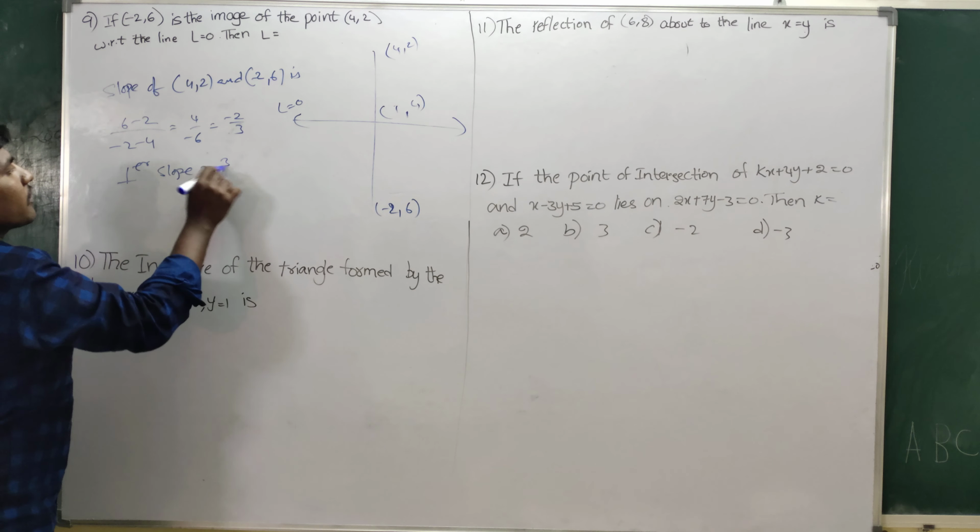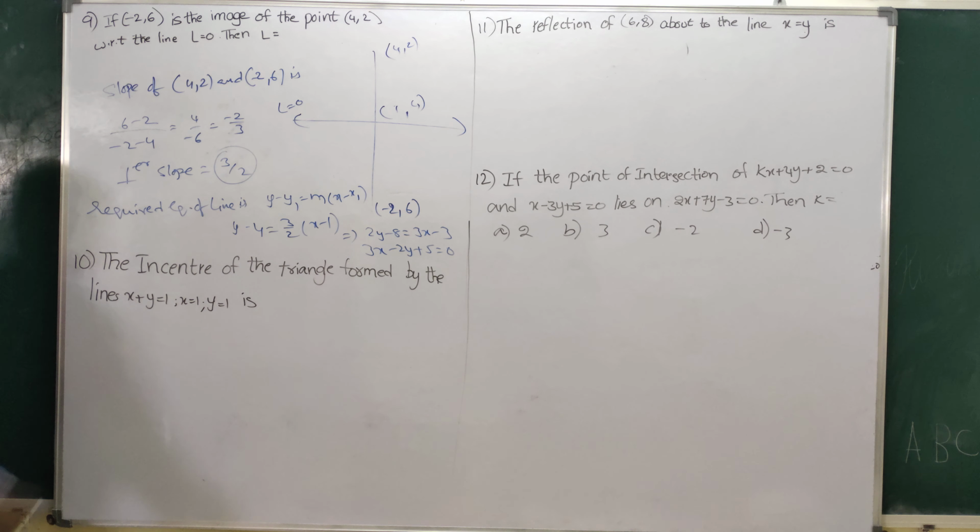Next question. The incenter of the triangle formed by the lines x plus y equal to 1, x equal to 1, y equal to 1 is. Solving these three equations, we get the points 1 comma 1, 1 comma 0 and also 0 comma 1. x1, y1, x2, y2, x3, y3. A, B.